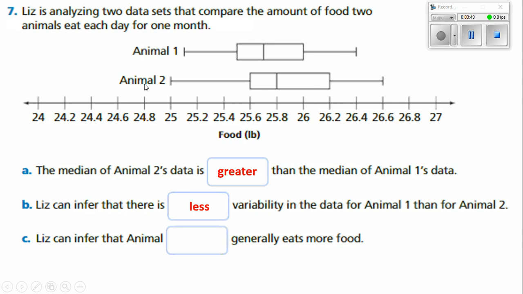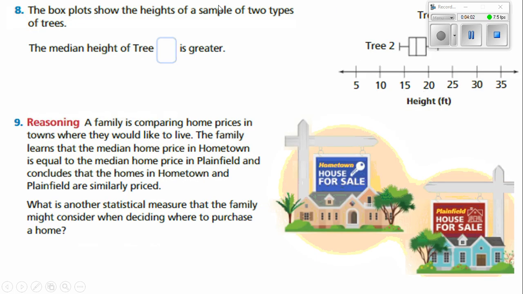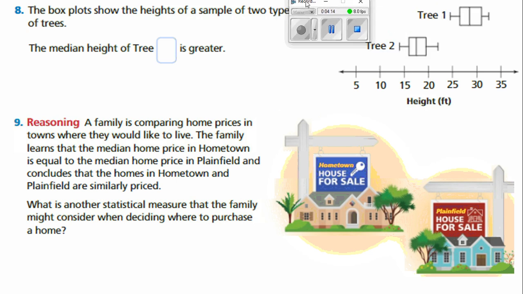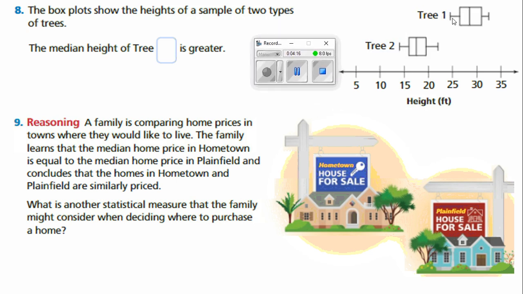Well, this is a pretty easy one. Animal 2 has a greater median, and its range is set at a higher poundage of food. So animal 2 generally eats more food. Number 8 says the box plot shows the height of a sample of 2 types of trees. The median height of tree blank is greater. Well, this one is no mystery. We can see that tree 1 is way greater than tree 2.